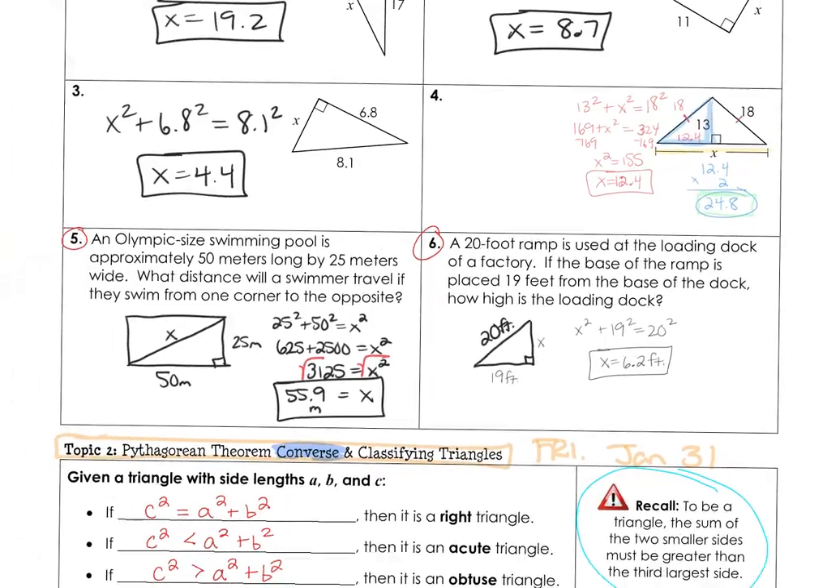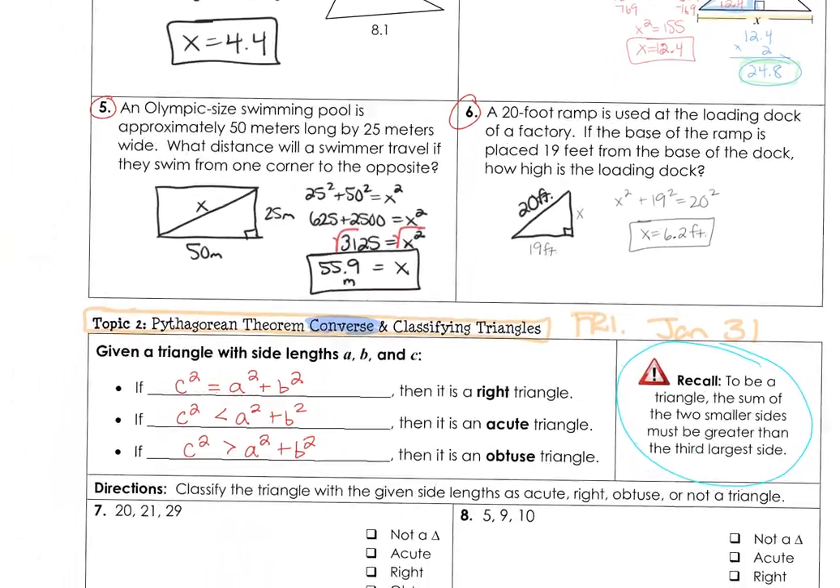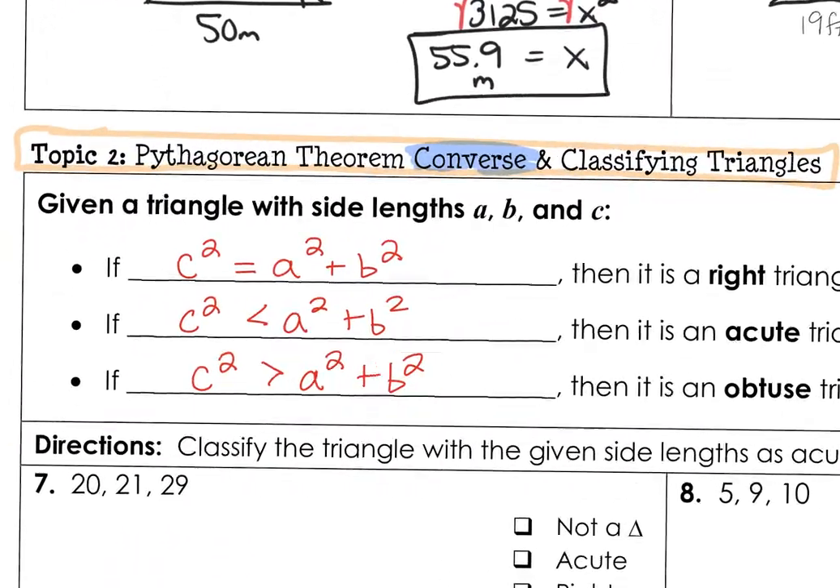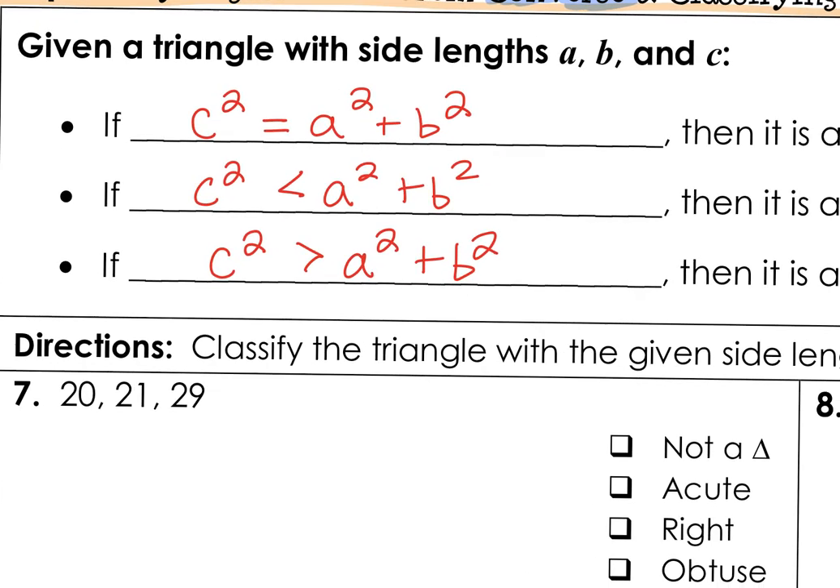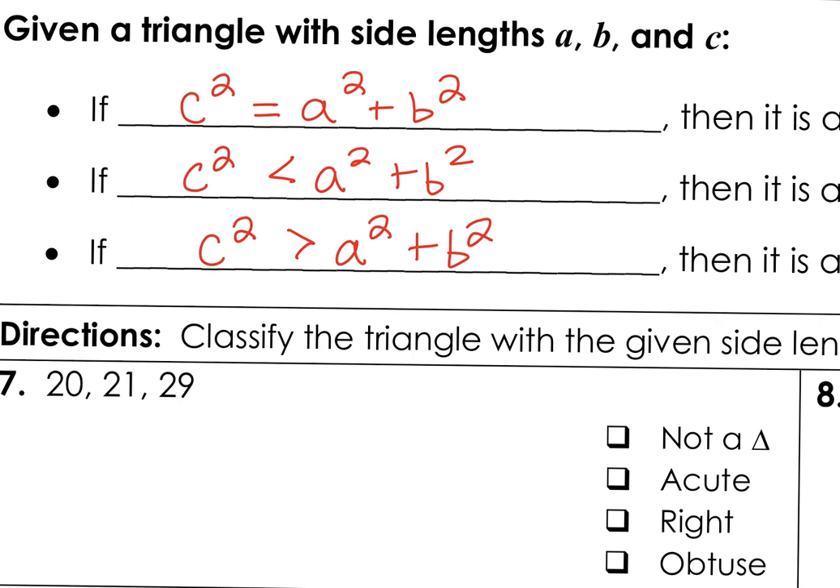Let's take a look at the next topic. This was the next lesson where we're doing the Pythagorean theorem and the converse. Remember that converse is flip-flopping our Pythagorean theorem. So guys, this is what I want you to write into your notes. We take the opposite order of the Pythagorean theorem. So we're starting with c squared. That's the largest side. And we're basically comparing it to the other sides, a squared and b squared.